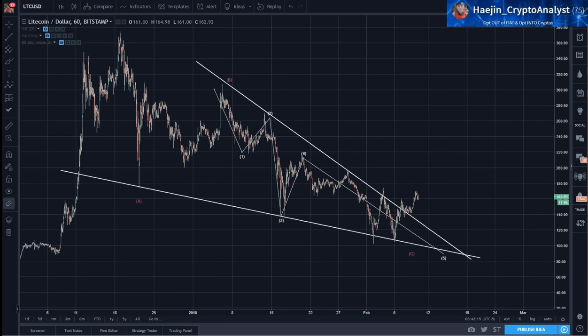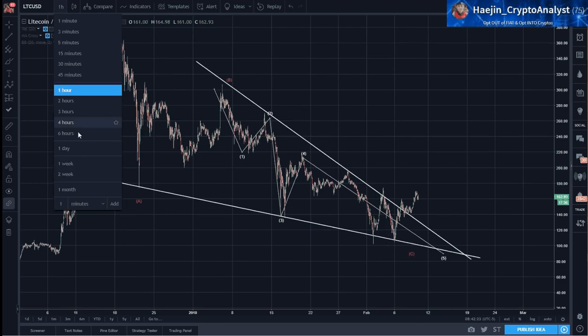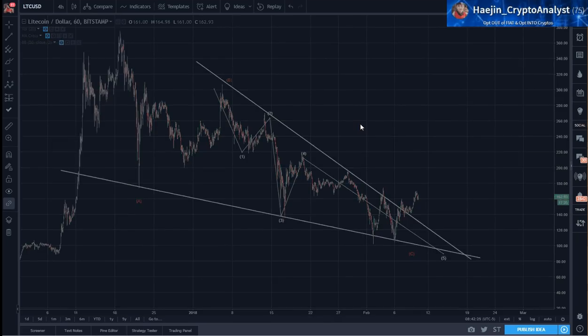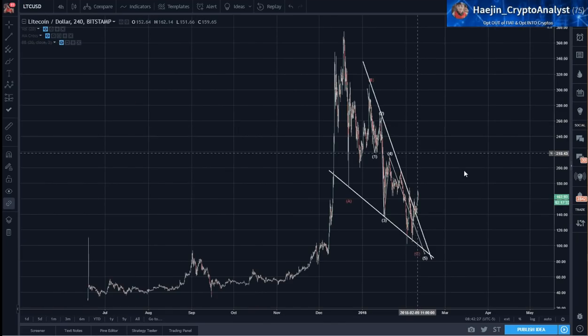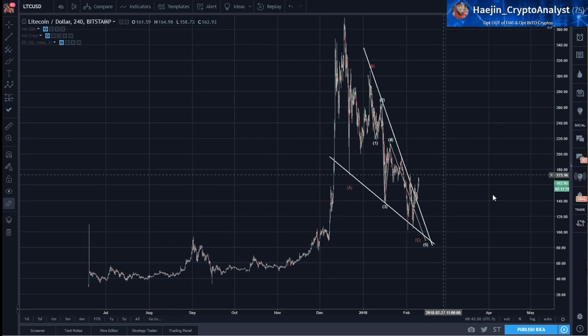All right, I wanted to do an update on Litecoin. Litecoin, if you look at it on a day, 4-hour perspective, looks very similar to Bitcoin. It too has a very nice looking downward pointing wedge, and that wedge has also been breached.